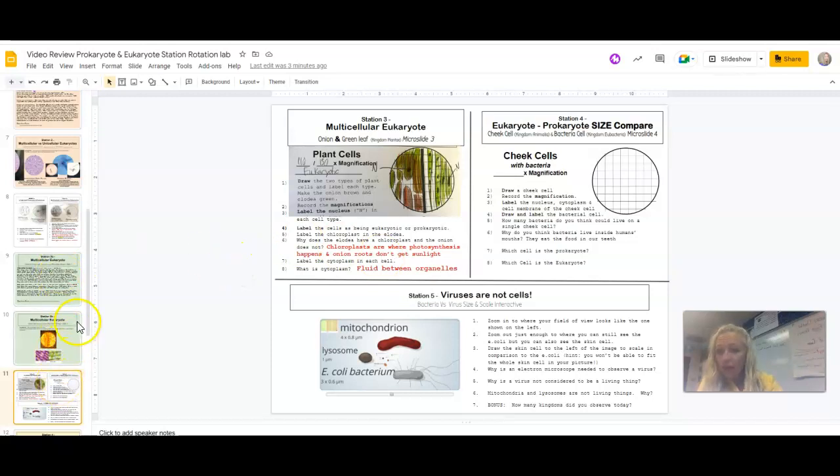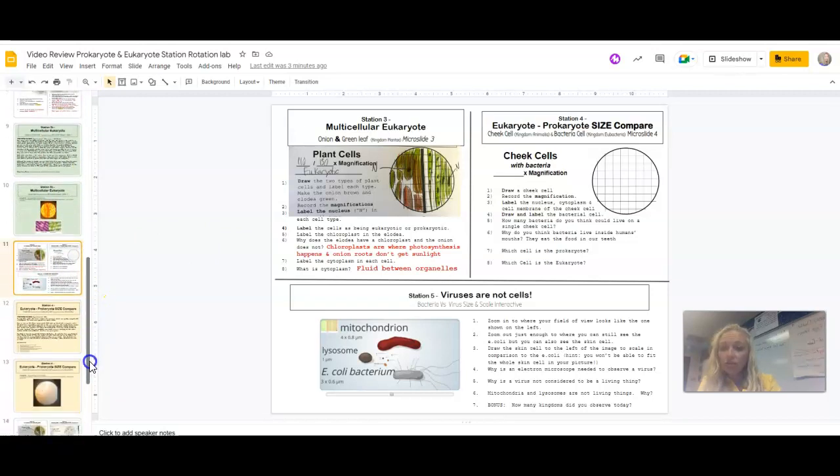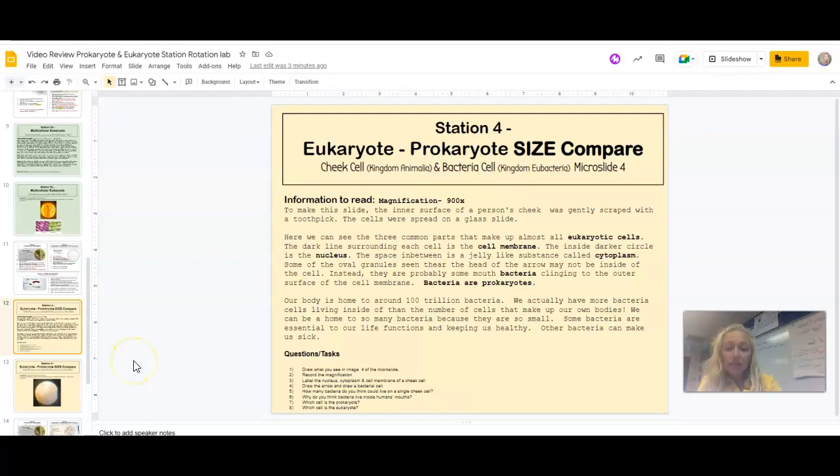So let's look at the final station. And that is station 4 that you circulated through. So this was looking again at that comparative size between a eukaryote and a prokaryote, but this was actually kind of highlighting that symbiotic relationship that we have with these bacteria, right?